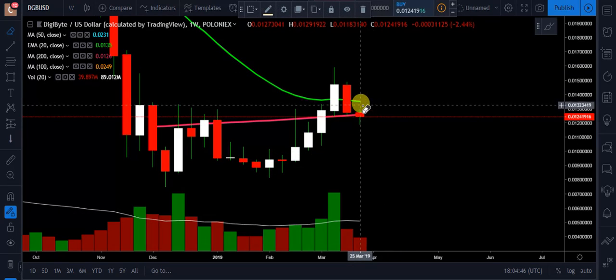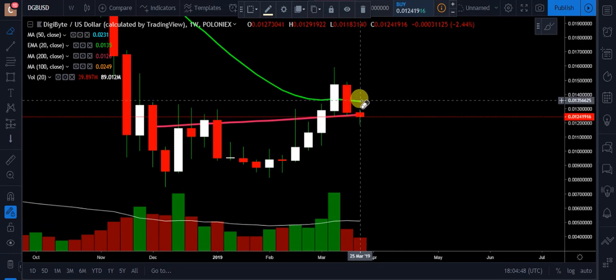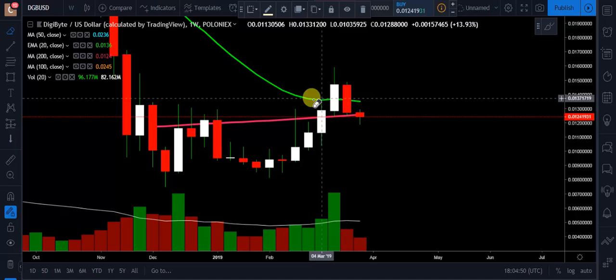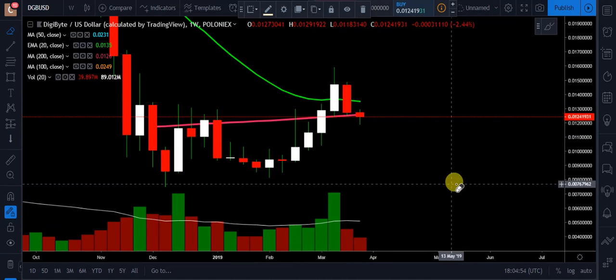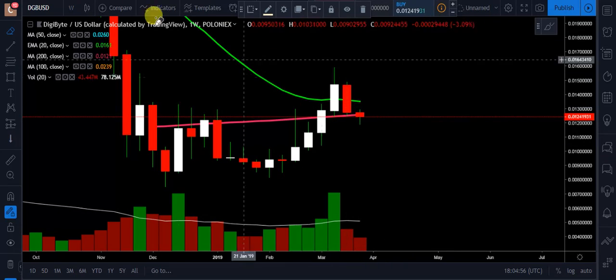All right, now what we're going to do is get into some of the oscillators. So we know what our overhead resistance is. Our overhead resistance is this 20-day EMA in green, and also we're flirting with this 200-day moving average right there. So we're going to have to see what happens with that.